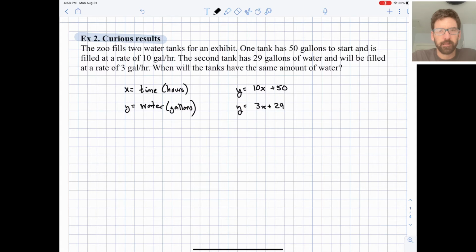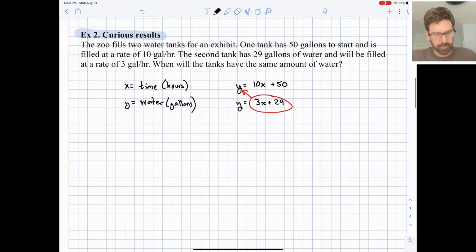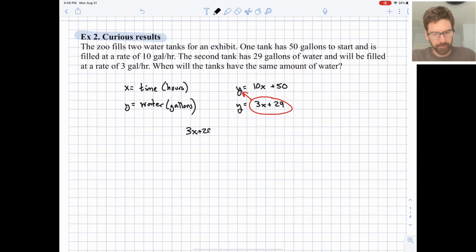Maybe you can tell that the second tank will never catch up, right? It has less water to start, and it's being filled at a slower rate. So it's never going to catch up to the first tank, right? And I think that was the intent of the textbook in showing you that we're going to get an interesting result, but we'll still talk about what that result means. So once again, substitution, okay? So 3x plus 29 equals 10x plus 50. Let's see, subtract 10x from both sides.